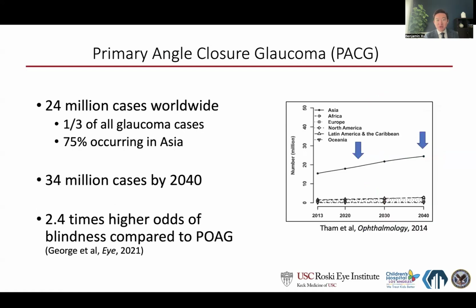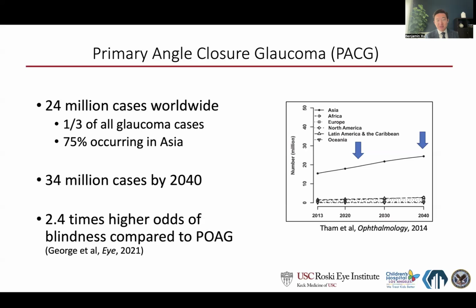Primary angle closure glaucoma, or PACG, is a common cause of permanent vision loss worldwide. The condition affects around 24 million people, which comprises a third of all glaucoma cases. The majority of PACG occurs in Asian countries, and the prevalence of the disease is expected to rise rapidly over the next several decades due to aging of the world's population.